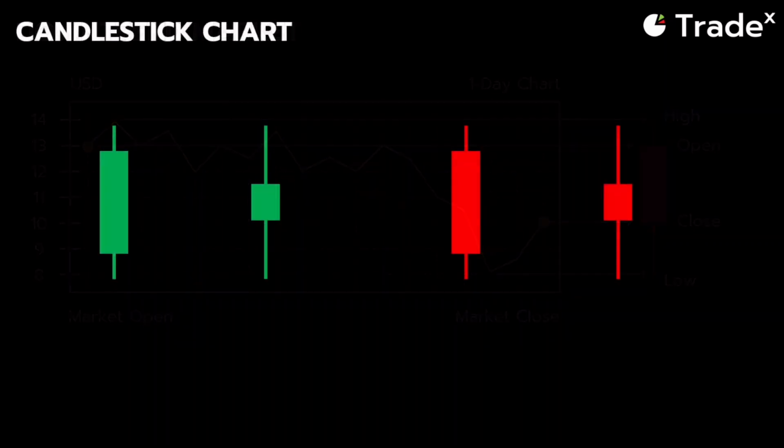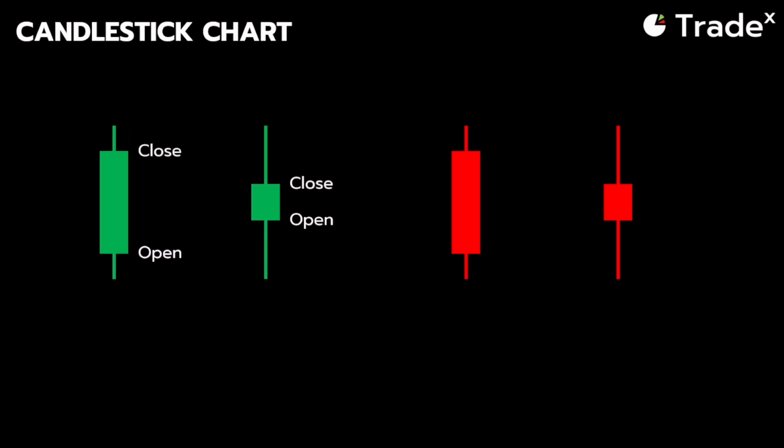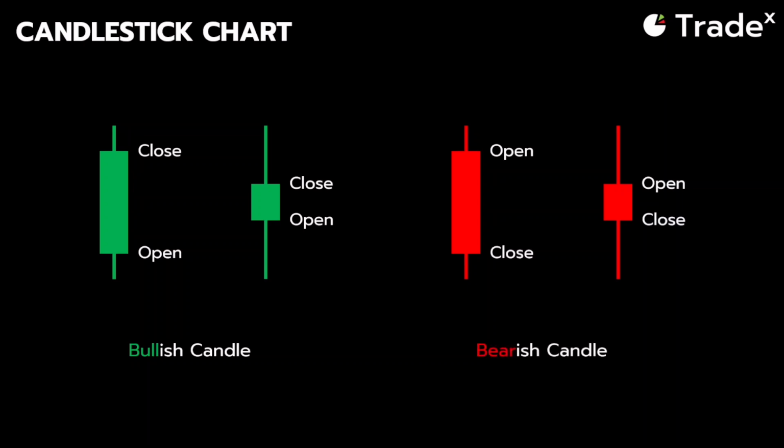Here's a quick recap. If the opening price is low and the price rises during the day, the candlestick will be green, and we call this a bullish candlestick. On the other hand, if the opening price is high and the price falls during the day, the candlestick will be red, and we refer to it as a bearish candlestick.